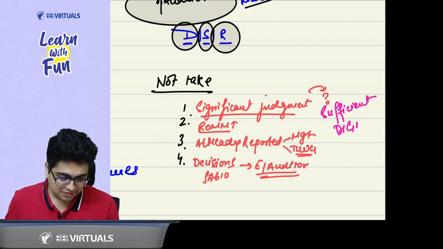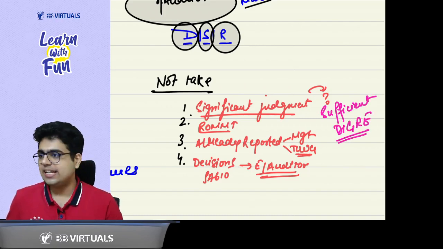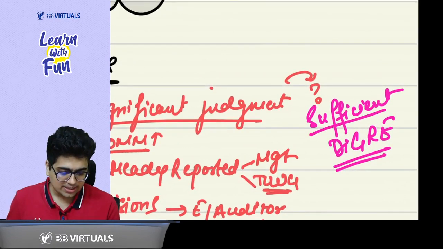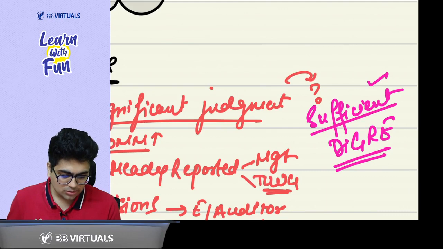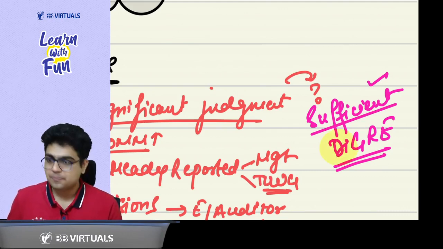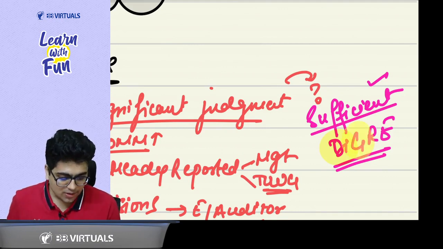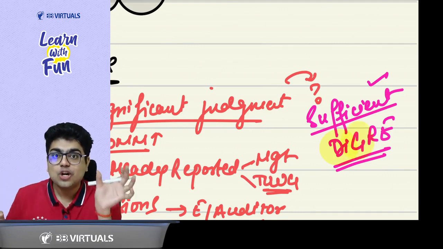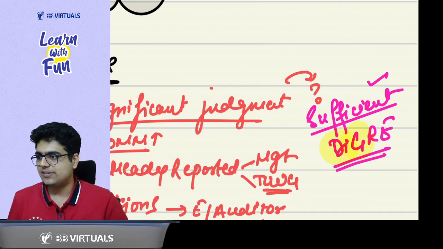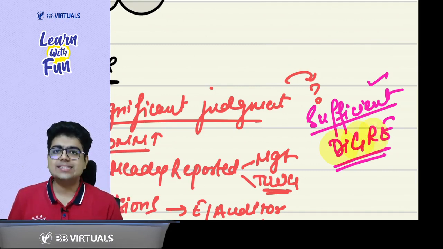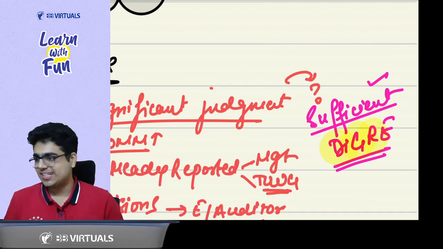You need sufficient degree. Sufficient degree means if you want to evaluate the sufficiency of test performed, you need a significant judgment. When you want to see whether the disclosures are proper or not, whether disclosures are adequate or not, you need a significant judgment. When you are assessing the appropriateness of going concern, you need a significant judgment. When you want to assess the risk of material misstatement, you need a significant judgment.